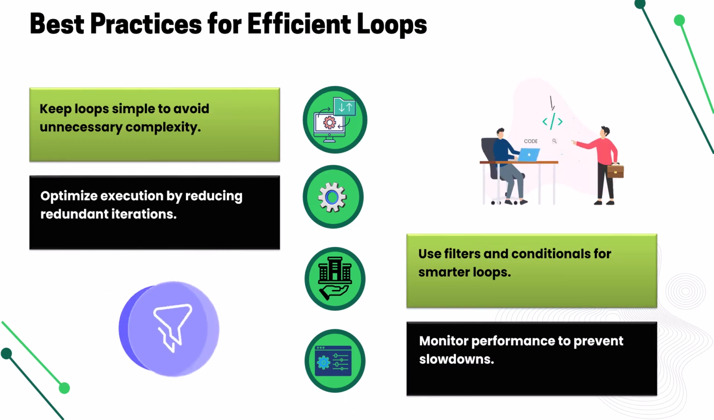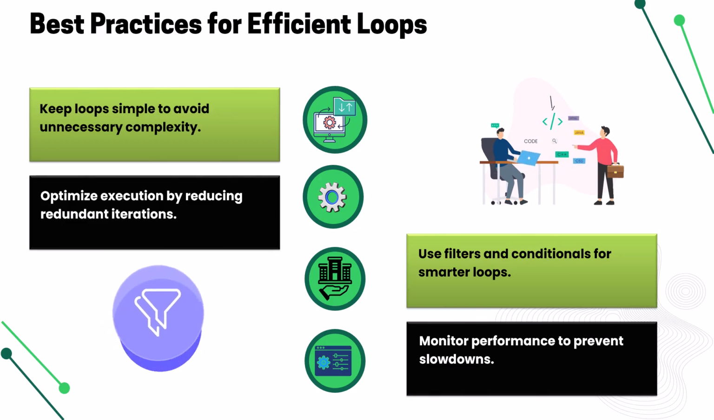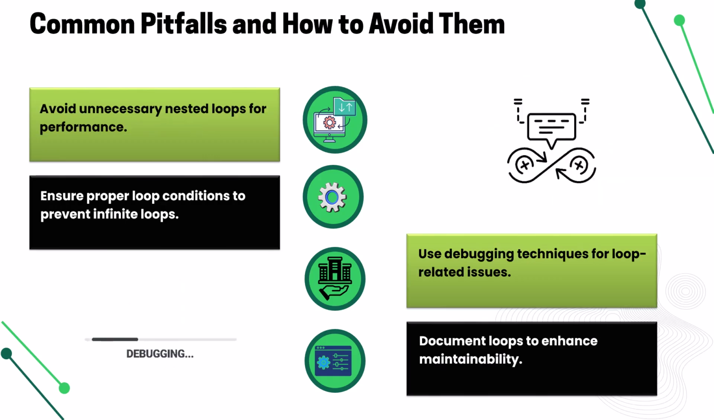Loops are fantastic, but messy loops, a nightmare. Keep them simple, optimize iterations, and avoid redundancy. Think of it like a well-organized kitchen. Nobody likes chaos when cooking. Filters help clean up excess processing, while conditionals prevent unwanted iterations. And let's not forget performance monitoring, because if your automation slows down, you might as well go back to manual work.